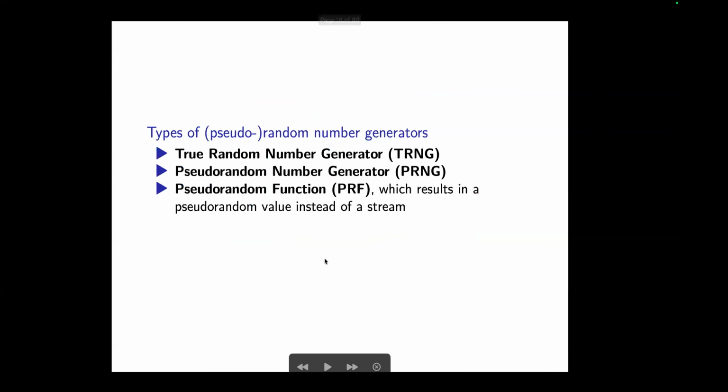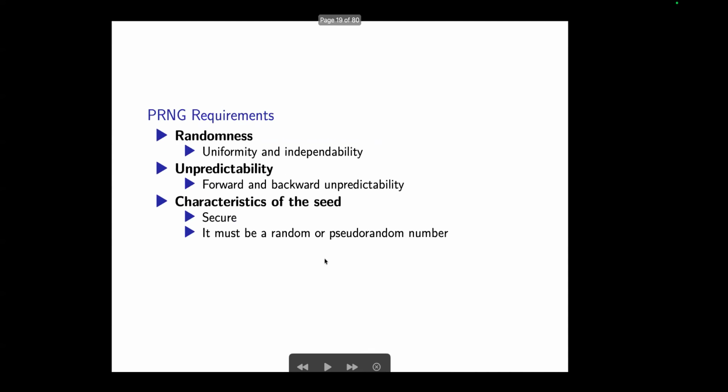All right. Yeah, so the last one is just one value, not a stream. These two are giving you streams. Yeah, so this is all we talked about already: uniform distribution, independent, unpredictable, and backwards unpredictable.